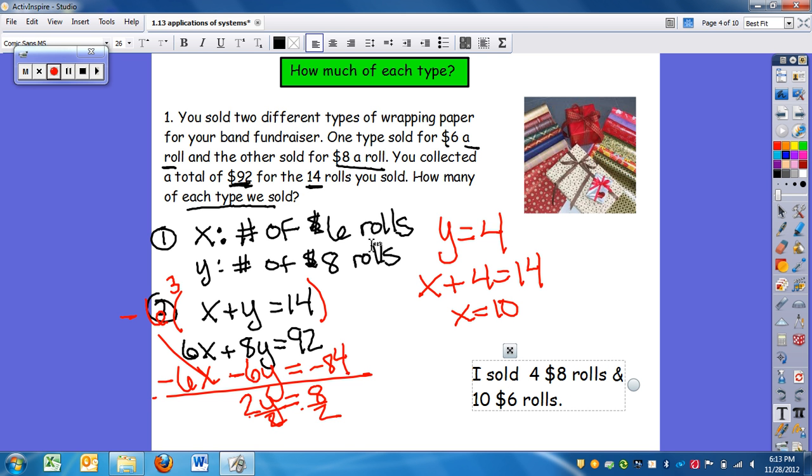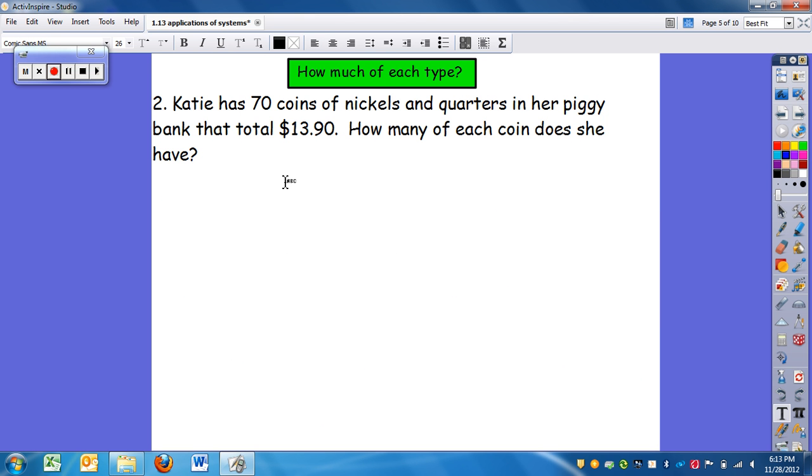Again, you're just answering that last question. Alright, so on 2, it's another situation of how many each type. In this situation, you have 70 coins of nickels and quarters in her piggy bank, for a total of $13.90. How many of each coin does she have?